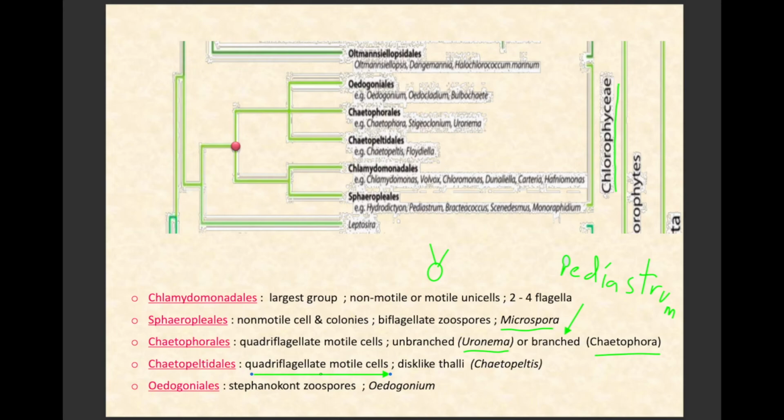But they have a disc-like thallus na katulad dun sa mga case ng Chaetopeltis. Makikita natin mamaya yung itsura nila. Para siyang disc-like. And we have your Oedogonium, syempre. So, si Oedogonium is stephanokont, bears a stephanokont na zoospore. So, stephanokont, kung maalala nyo yung merong na zoospore.